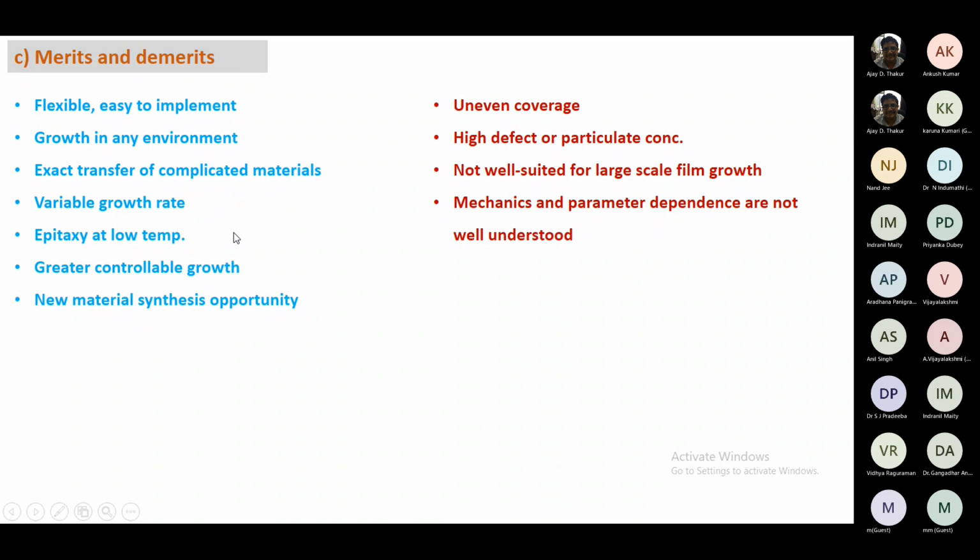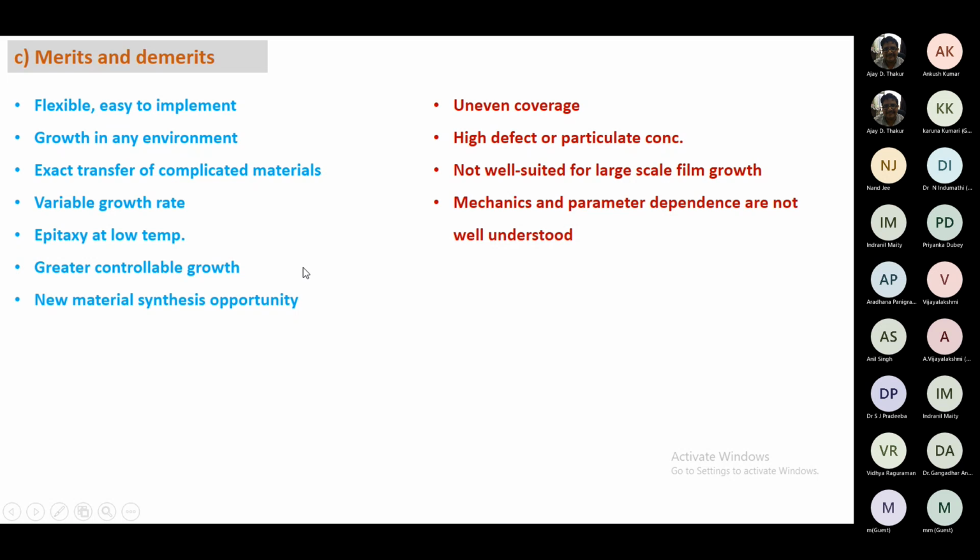Then variable growth rate can be achieved through the controller. We can control the repetition rate, the energy fluence, and the other parameters which were already mentioned. And epitaxy can be achieved at lower temperature also, and controlled growth can be done.